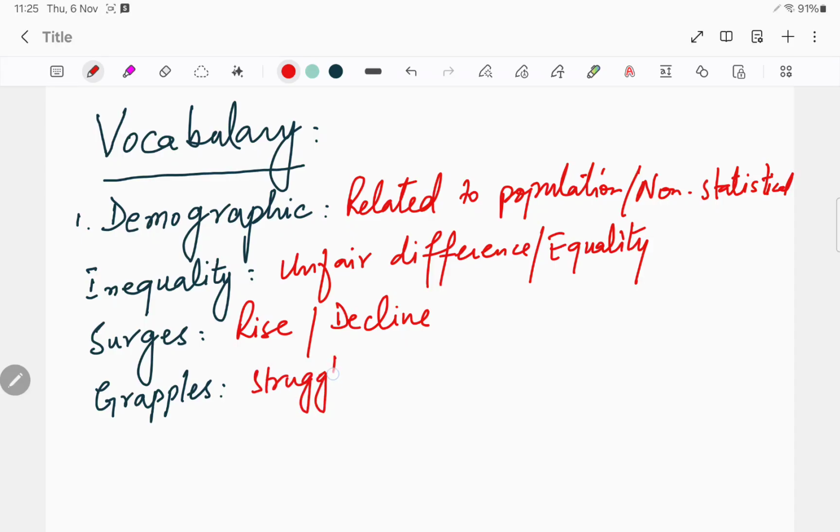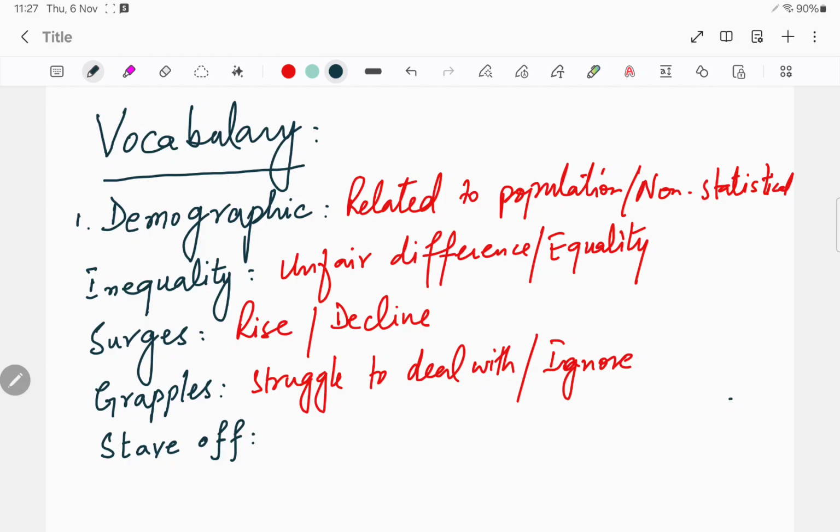struggle to deal with. That means to face or challenge something and struggling in that, especially to overcoming a problem. And the antonym can be to ignore or to overlook. And the sentence can be the nation grapples with issues of poverty and illiteracy caused by overpopulation. That means this poverty and illiteracy are the reasons behind overpopulation.